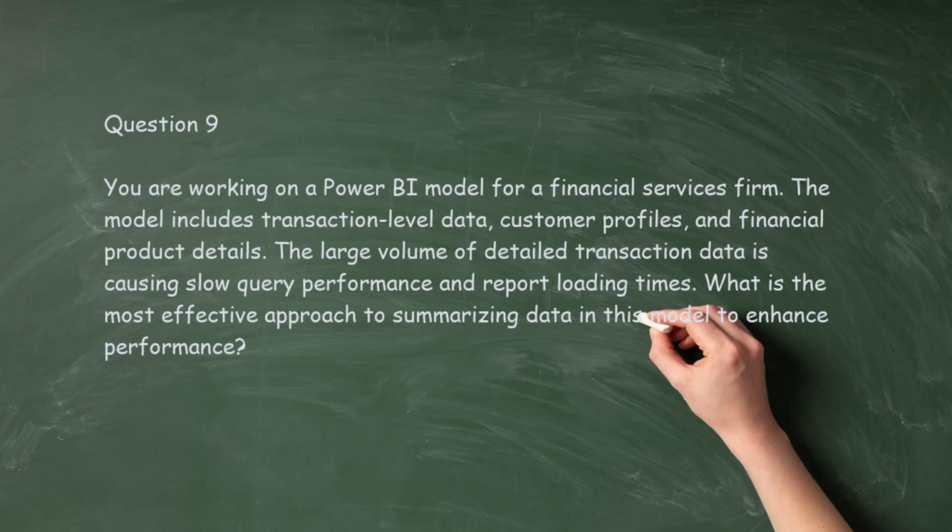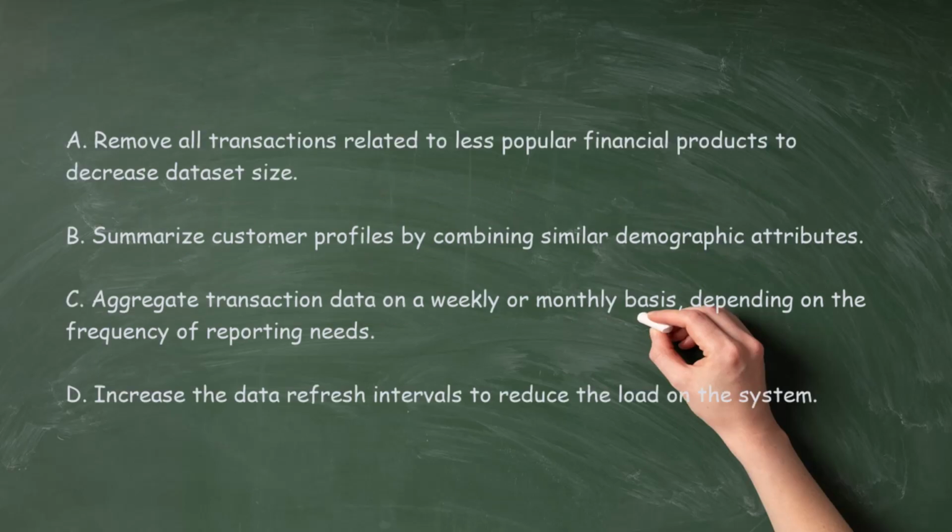A. Remove all transactions related to less popular financial products to decrease dataset size. B. Summarize customer profiles by combining similar demographic attributes. C. Aggregate transaction data on a weekly or monthly basis, depending on the frequency of reporting needs. D. Increase the data refresh intervals to reduce the load on the system.